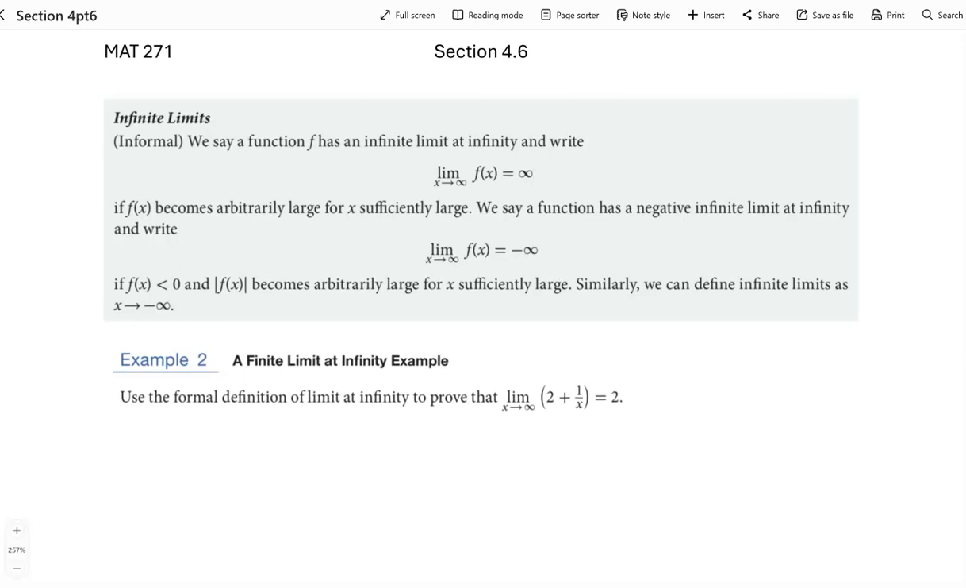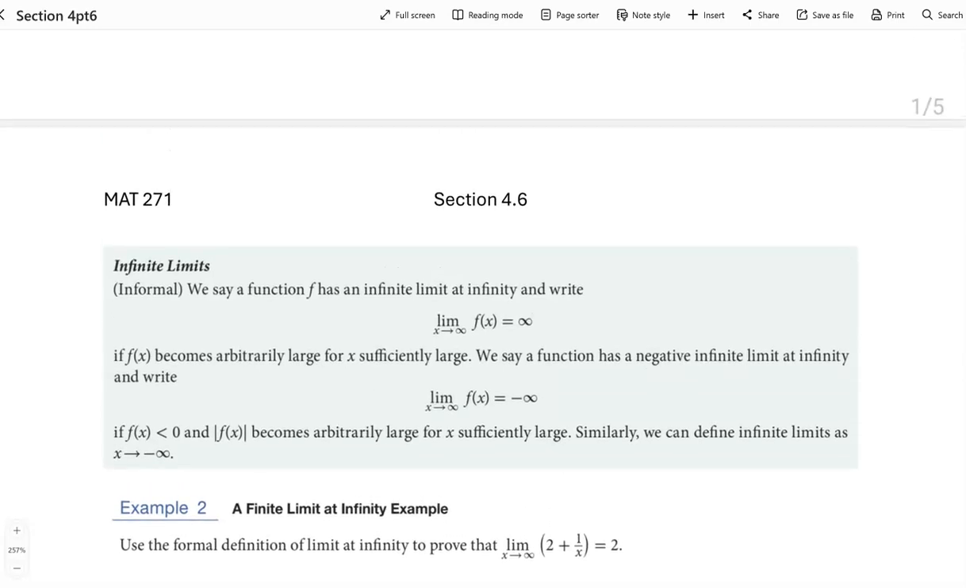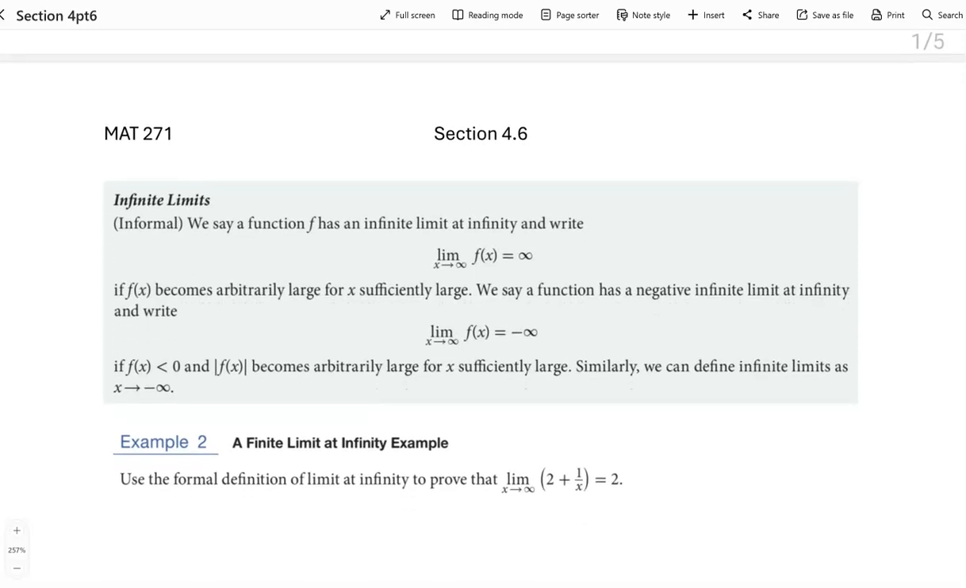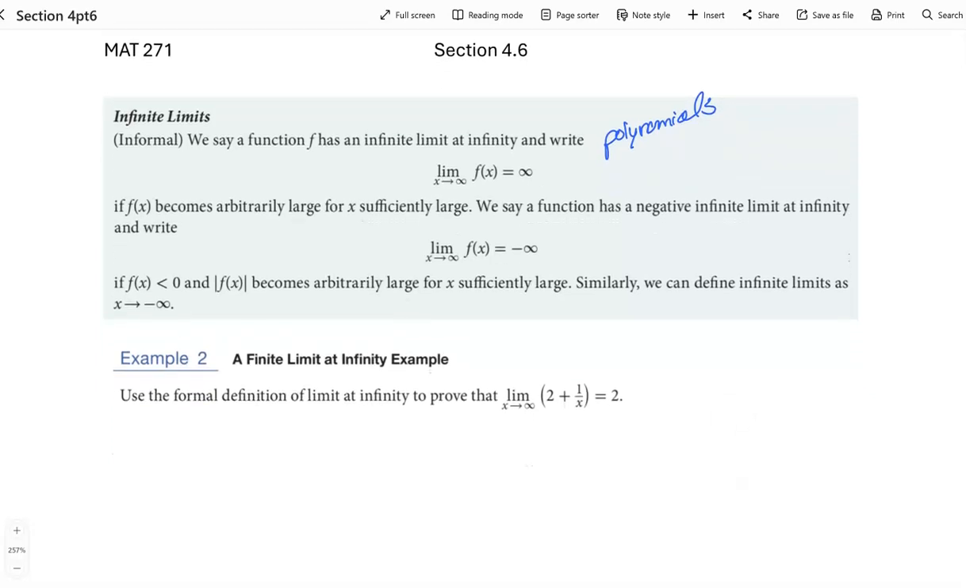So we can say that a function has an infinite limit if, when we think about what happens as x gets larger and larger, or as x gets smaller and smaller, because we could think about this in terms of negative infinity too, if we approach infinity. And this happens a lot with polynomials. So I'm not worried about using that formal definition here.